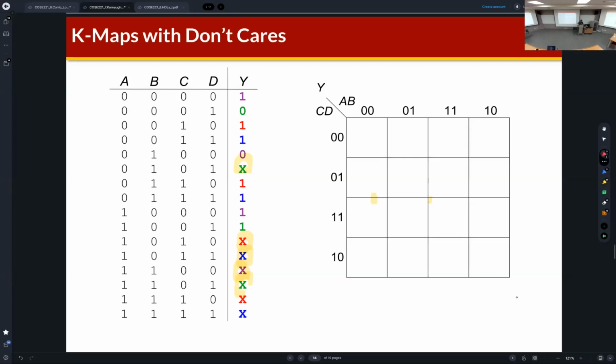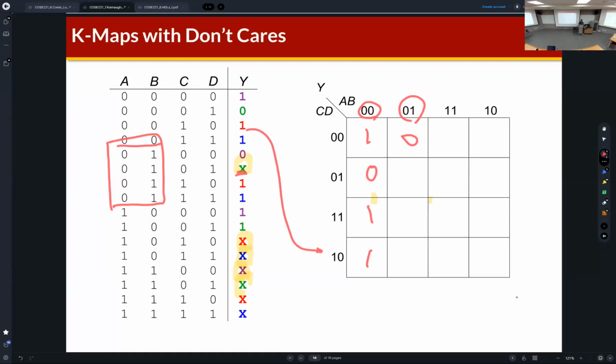In the same way, we can fill each element of the Karnaugh map. So the AB is 0, 0. So this is the 1, 0. This 1 is here. 1, 1. Okay. How about this 1? 0, 1 is here. So 0. But this is don't care. So we can just mark this element as X because it's don't care.